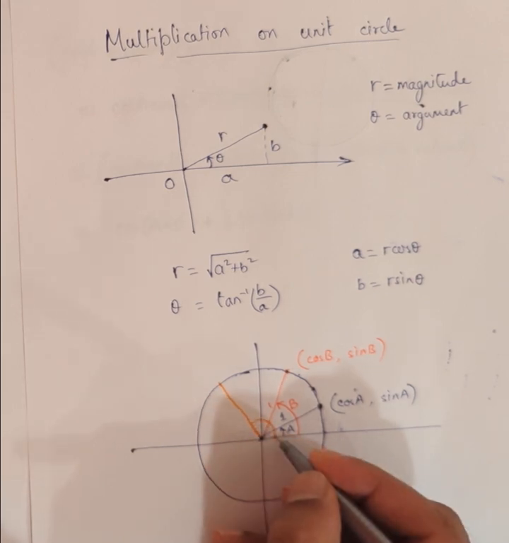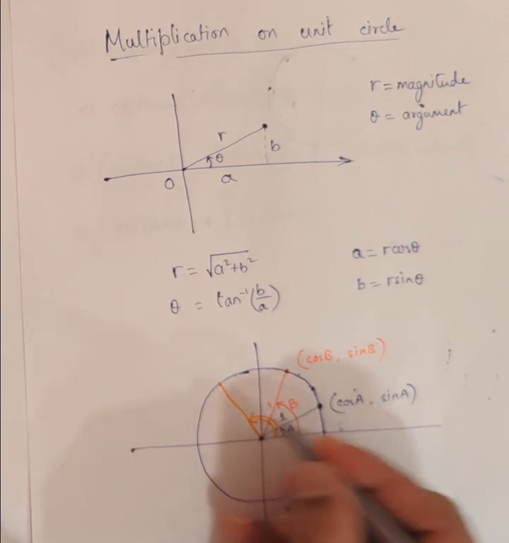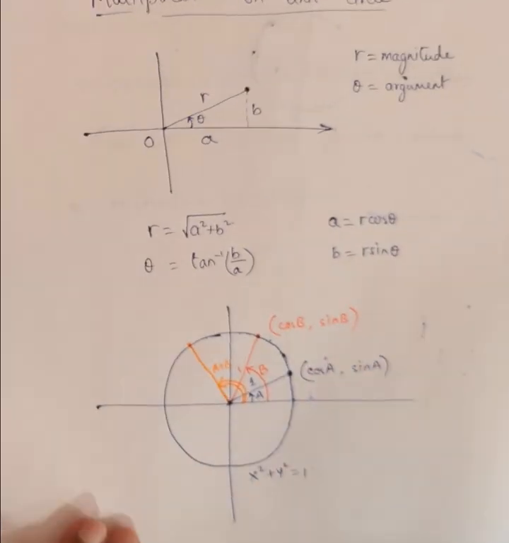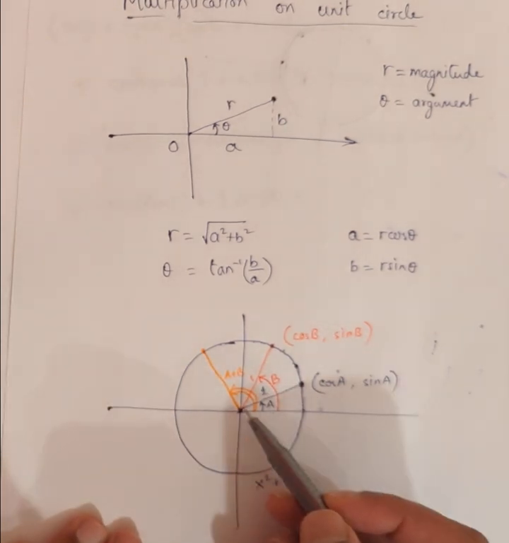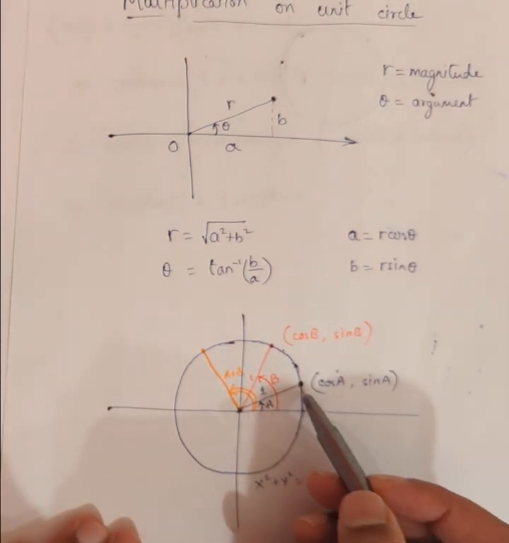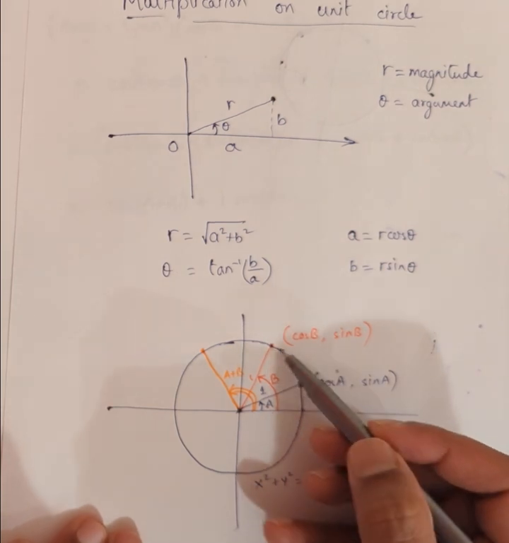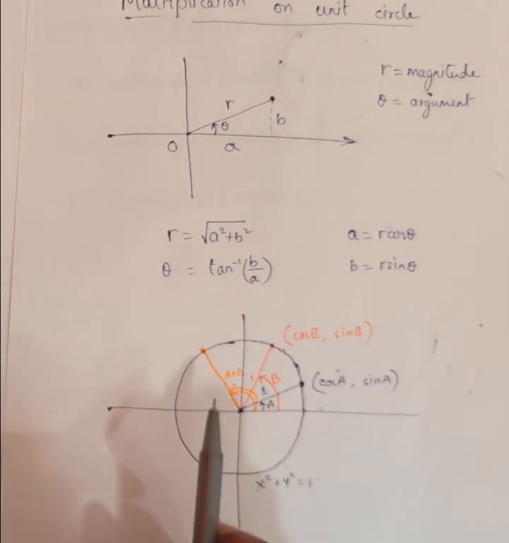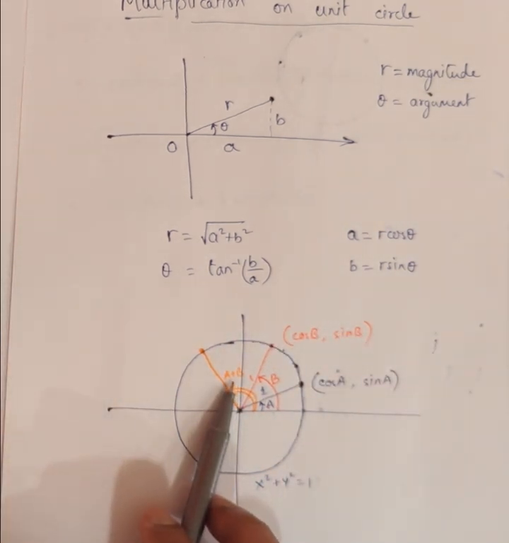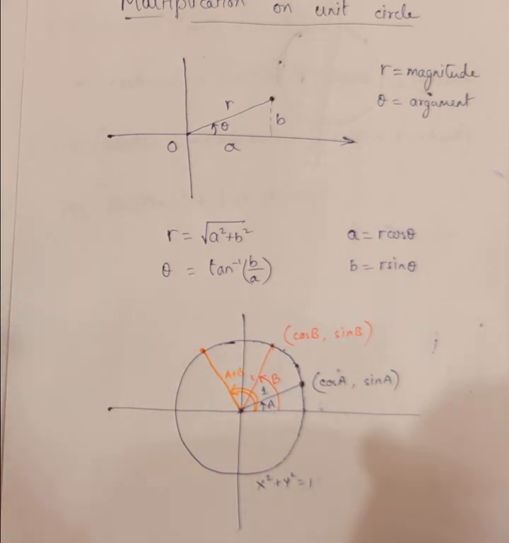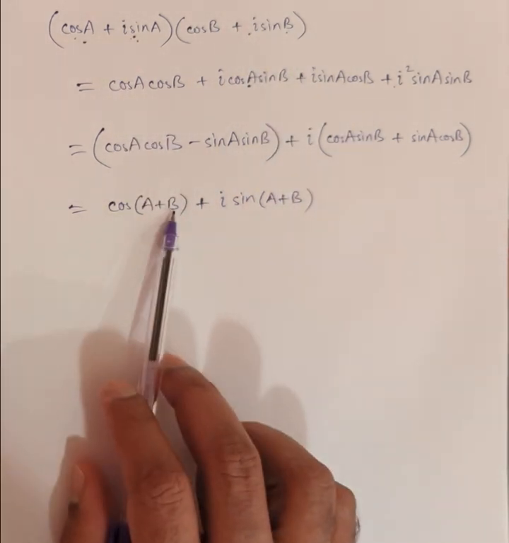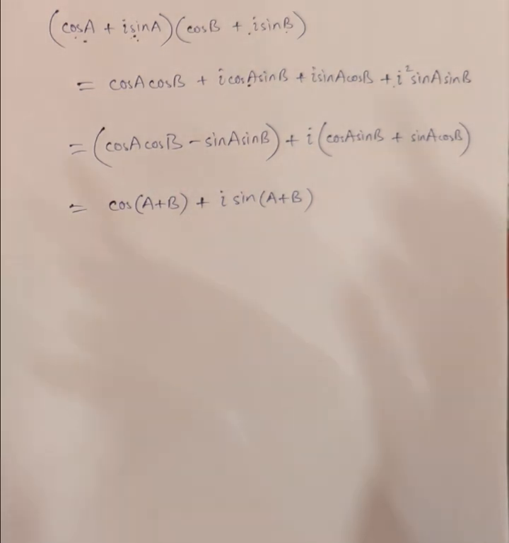So this is A plus B. So that's what we get. When you multiply a complex number with argument A with another complex number with argument B, then the product is going to be again on the unit circle and its argument will be A plus B. So it looks like complex numbers on the unit circle, when you multiply, the arguments get added up.